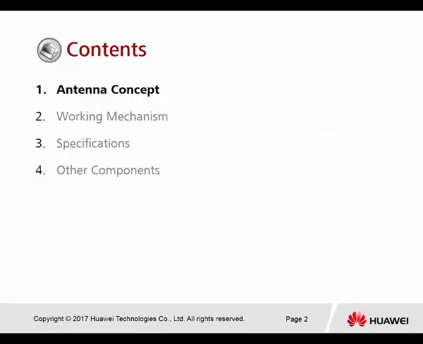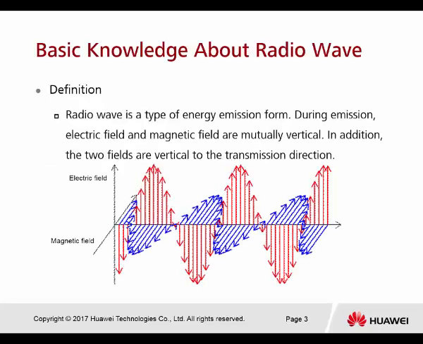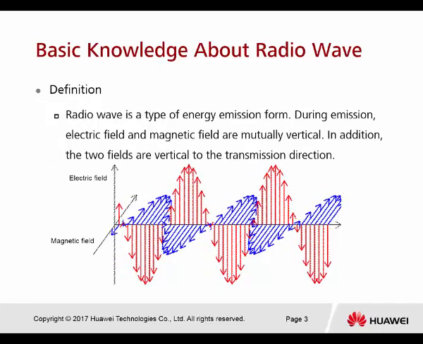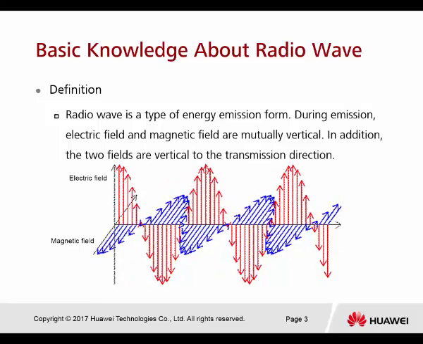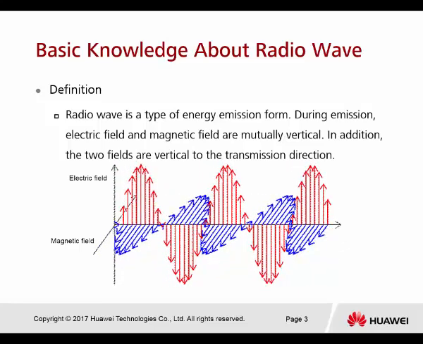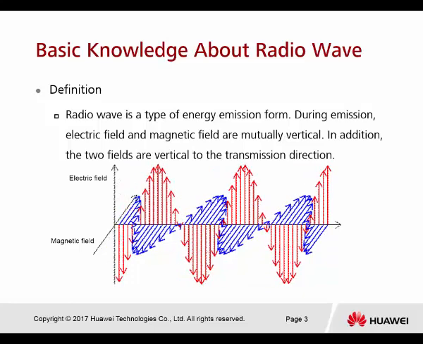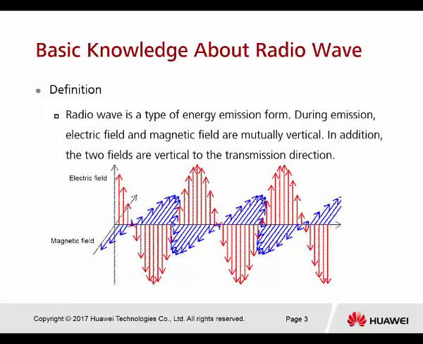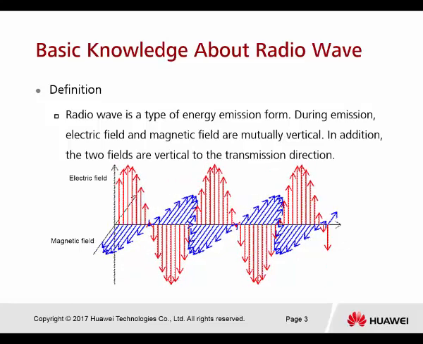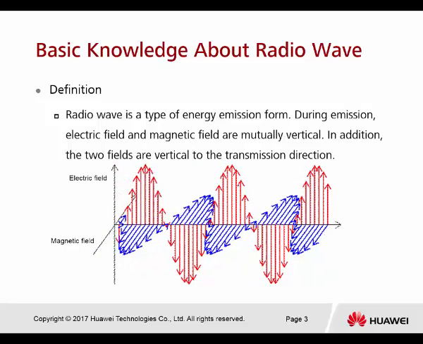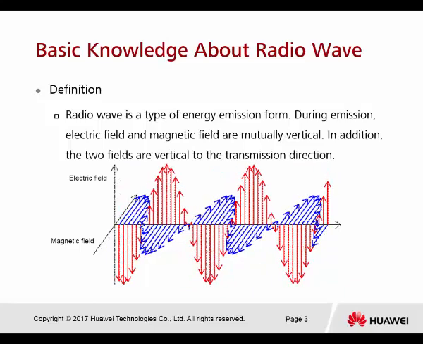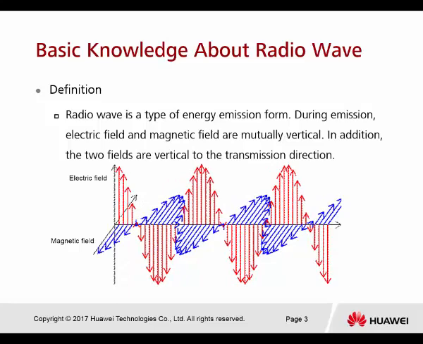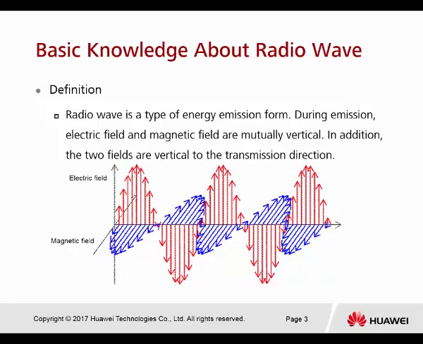Okay, the content number one, antenna concept. So this is the definition. The radio wave is a type of energy emission form. During emission, the electric field and the magnetic field are mutually vertical. In addition, the two fields are vertical to the transmission direction. Because we know the electric field is always up and down, it is not able to move by itself, unless we use some other energy to push it.